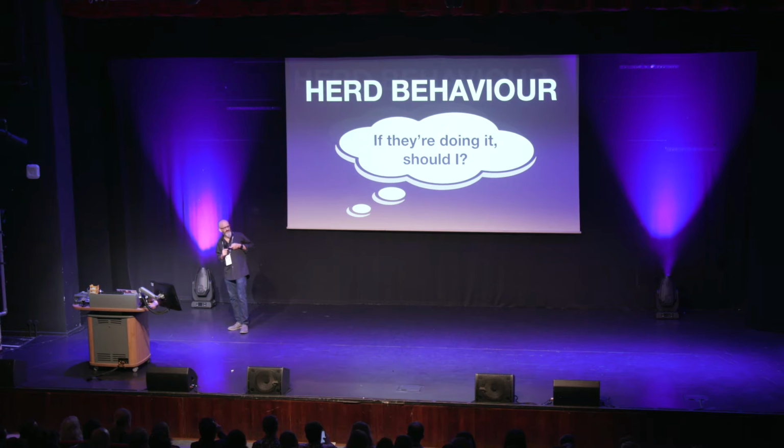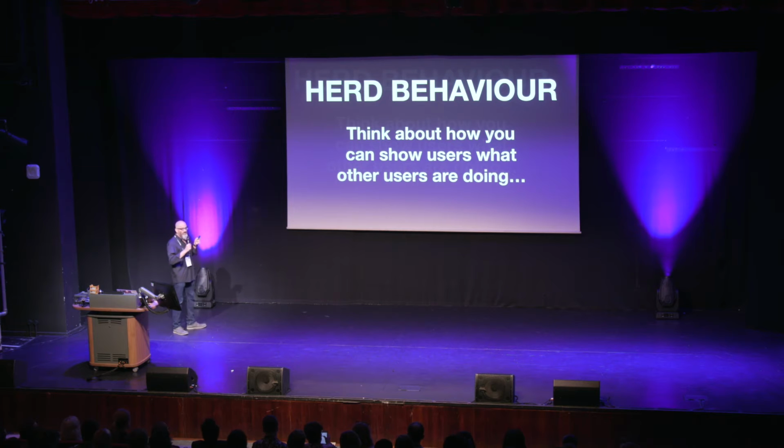The sorts of questions that are asked in herd behavior are, if they're doing it, shouldn't I be doing it? Or if they're not doing it, maybe I shouldn't be doing this, or I should stop doing it. These are really, really powerful behaviors. So I want you to think about how you can show users what other users are doing.